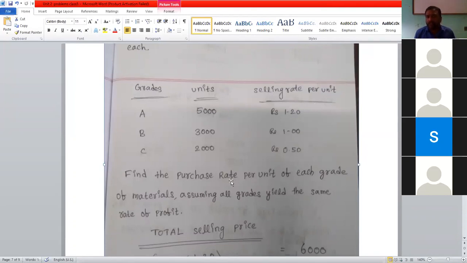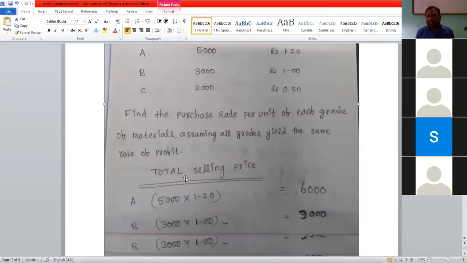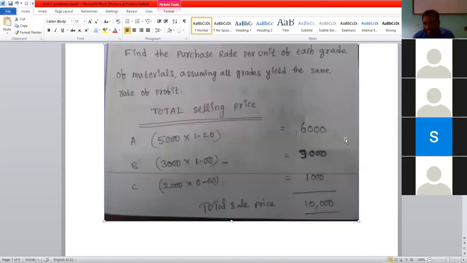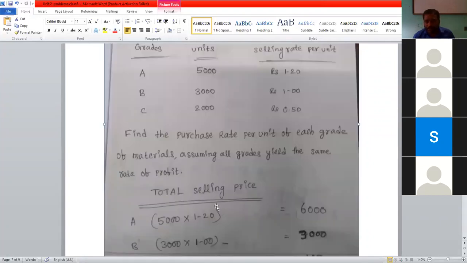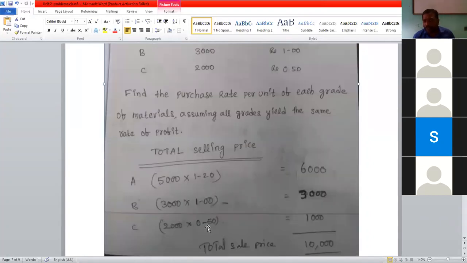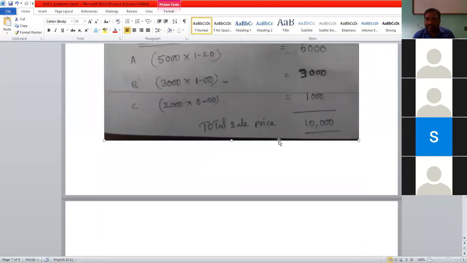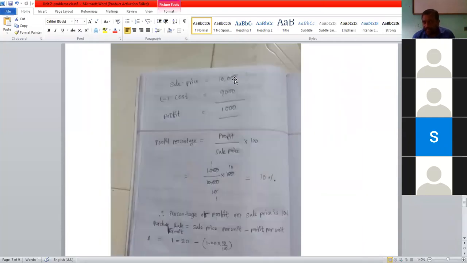So how to do it? Now look very fast, I'll explain here. The total selling price for A, 5,000 units at 1 rupee 20 paise, you would like to sell for 6,000. And for B, 3,000 units at 1 rupee, you would like to sell for 3,000. C is 1,000. 6 plus 3 is 9, plus 1, the total selling price will become 10,000. Now we have to find the profit. Sale price is 10,000. The cost is given here as 9,000. 10,000 minus 9,000, you are getting a profit of 1,000.